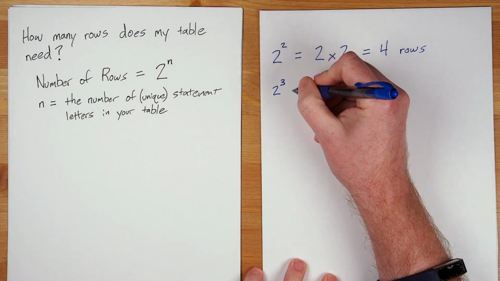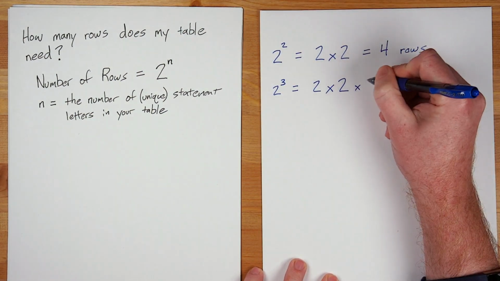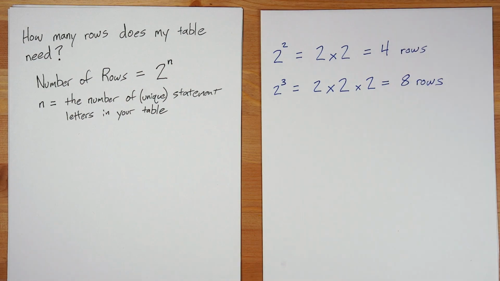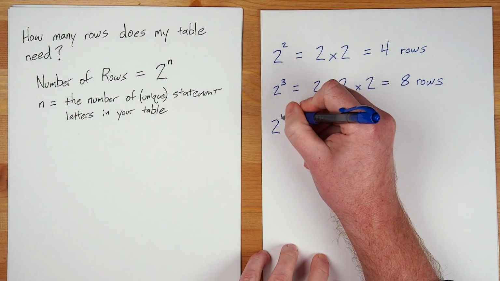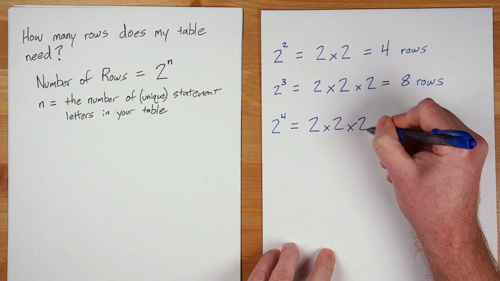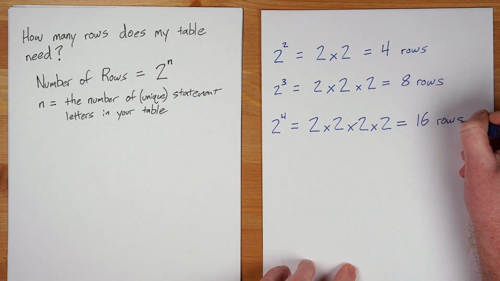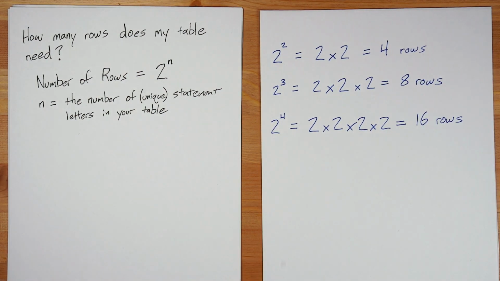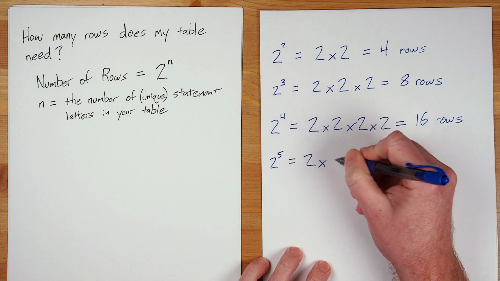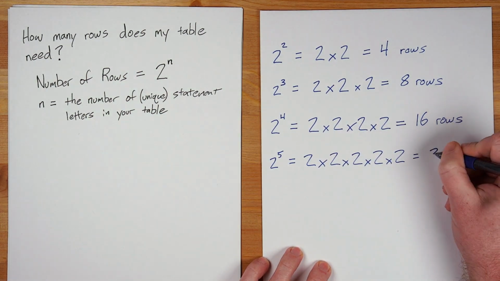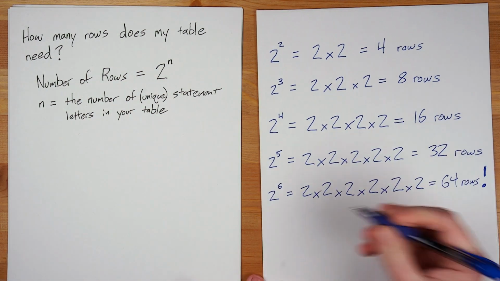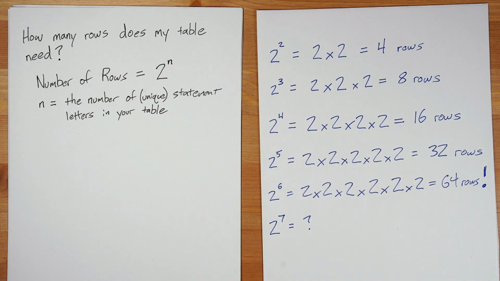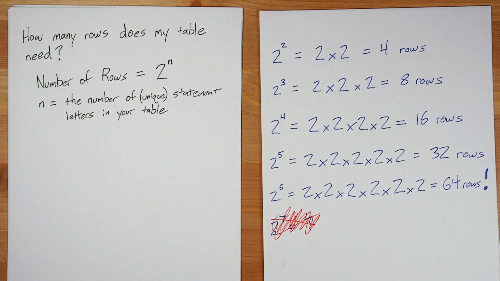2 to the power of 3 is equivalent to 2 times 2 times 2, which gives you 8 rows. And to the power of 4, it's 2 times 2 times 2 times 2. And now it's 16 rows. The number you plug into n basically just tells you how many 2's you multiply together. So 5 statement letters, what would that be? 32. 6 would be 64, and 7, don't worry, I won't ask you to do any on the exam that are greater than 8 rows.